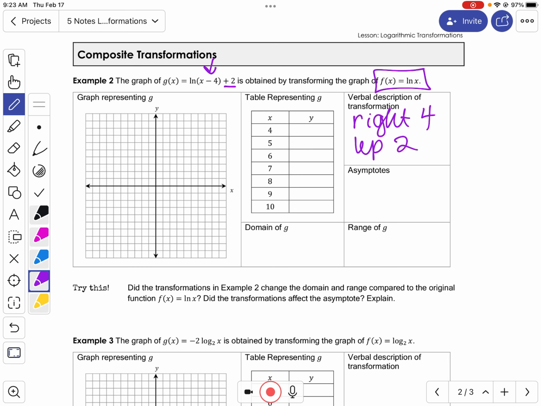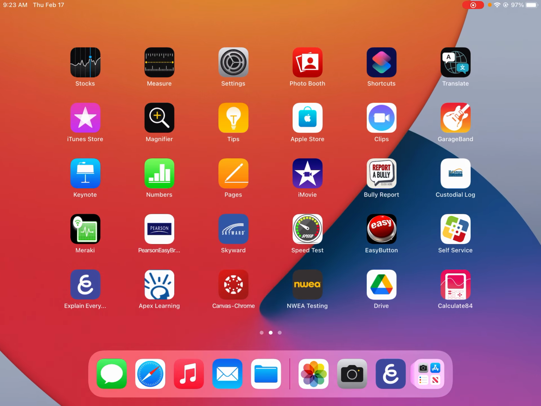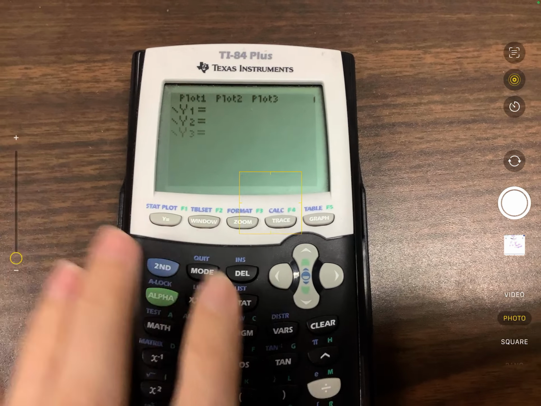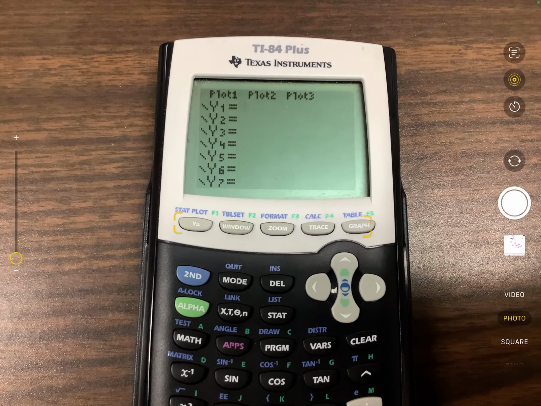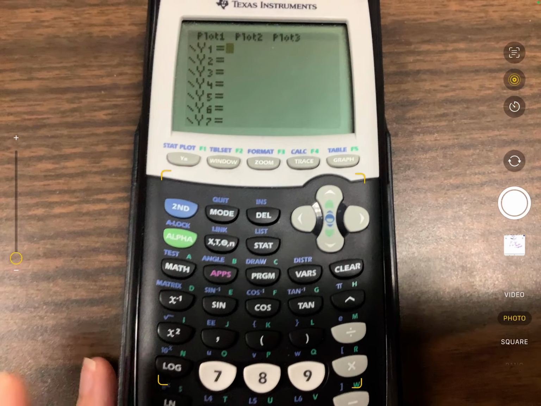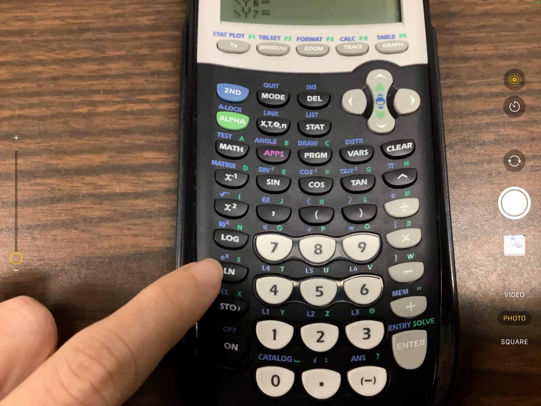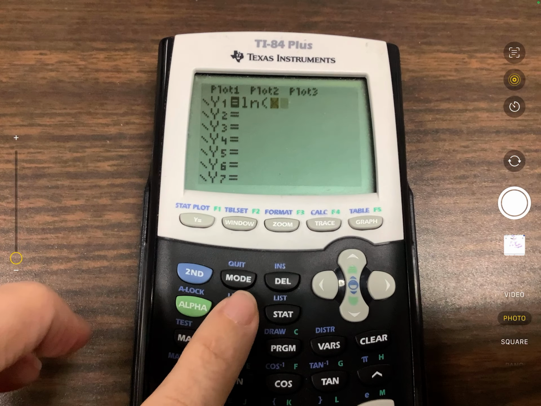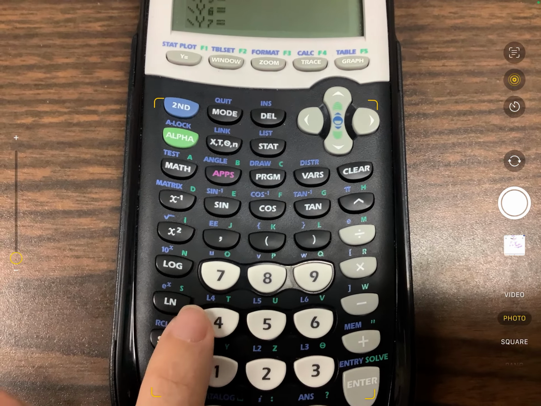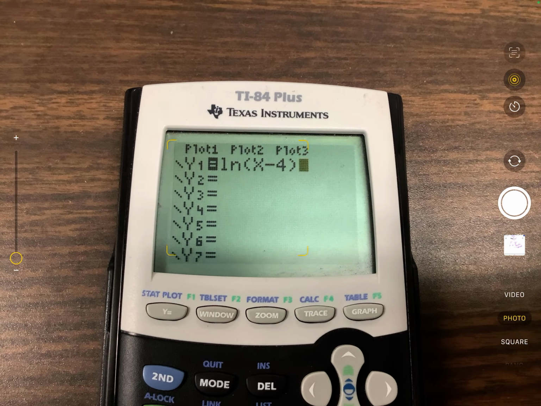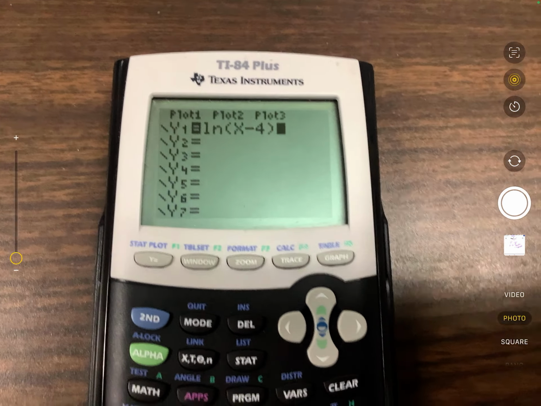Okay, so we're going to type this into y equals on the calculator. We need the natural log of x minus 4 plus 2. So the natural log button is the ln button. So natural log of x minus 4 in parentheses. So you're typing it in exactly as you see it on your paper. And then we need the plus 2.